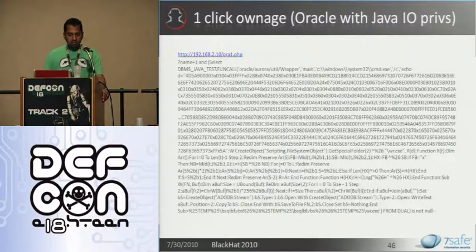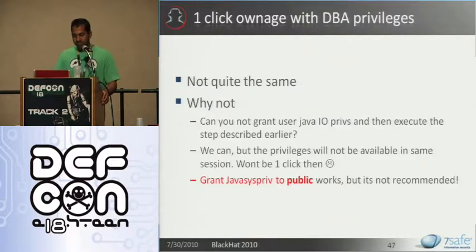Next is, when we wanted to do this with DBA privileges, then things didn't quite work. The obvious question was, as a DBA user, we can grant ourselves Java IO permissions and then execute the previous step. We can do that, but the problem is if you grant yourself Java IO permissions as DBA, then those permissions are not available in the same session. So technically, you have to log out and log back in, and then you will have the permissions which you have granted. So technically speaking, it won't quite be one-click ownage. It will require more than 1 or 2, 3 clicks.